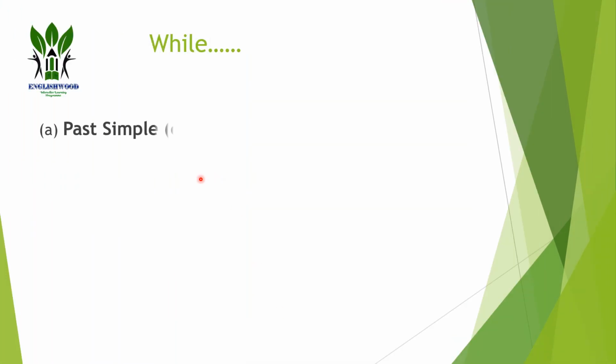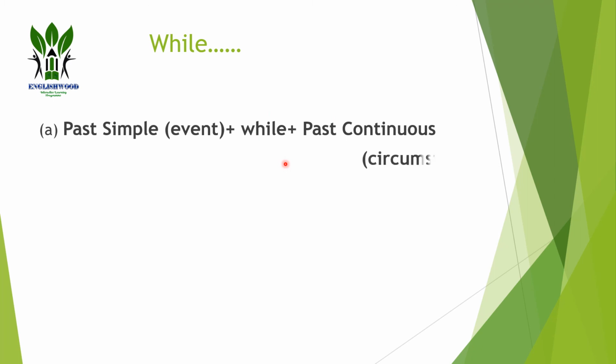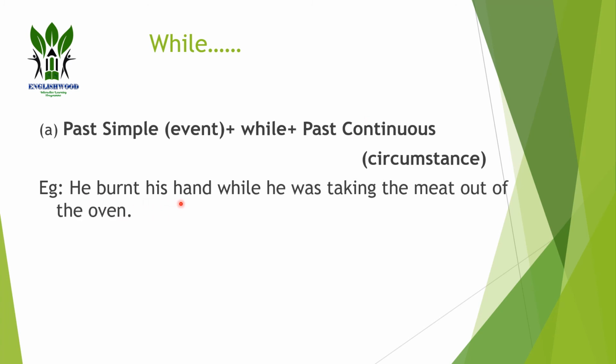So while, for example, past simple event sanga prayog huncha, while past continuous tense sanga prayog huncha. This is also very important to learn the tense use. Okay, circumstance sanga prayog huncha, situation sanga. He burnt his hand. Okay, he burnt his hand. Event bho, ghatna bhayo. Kahile?